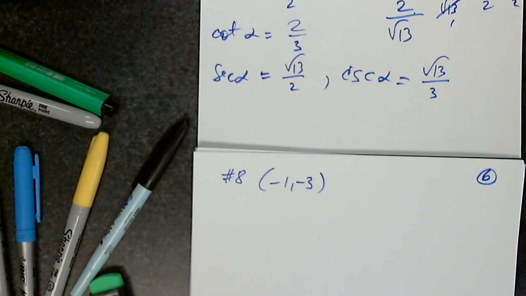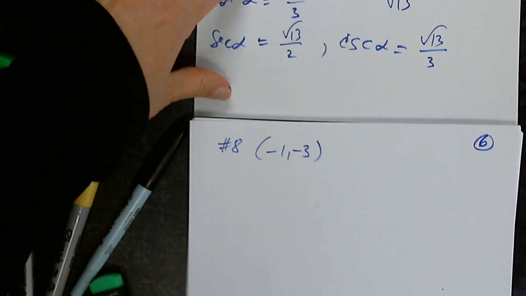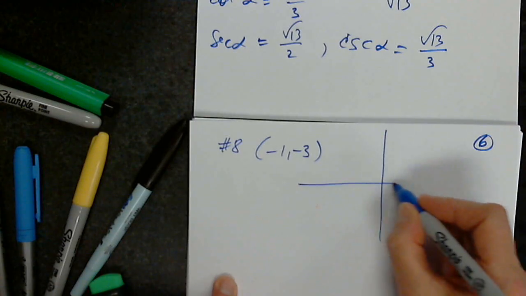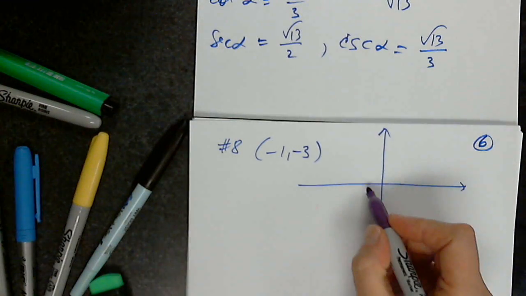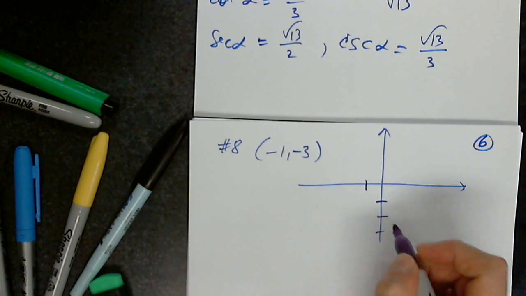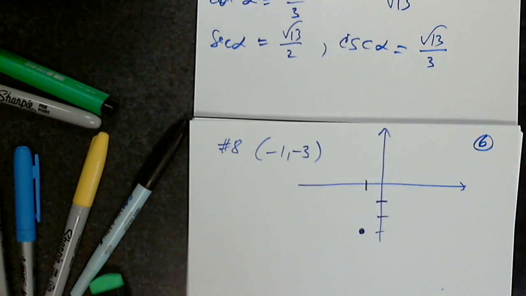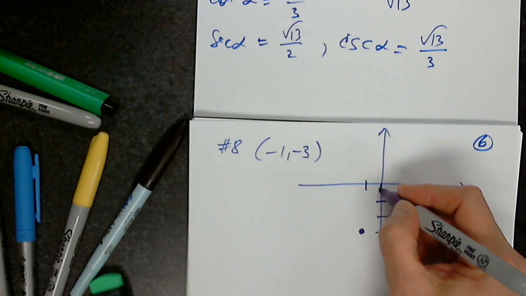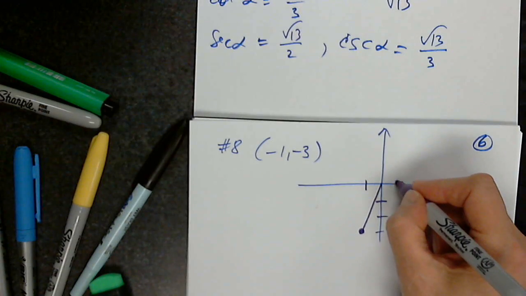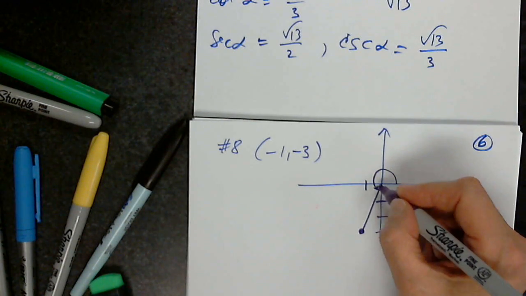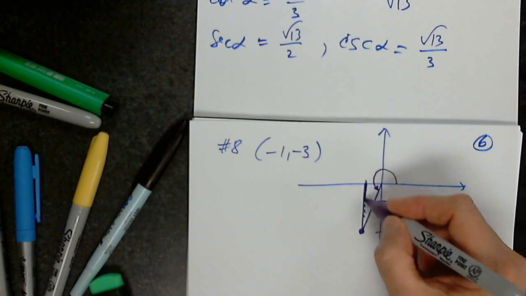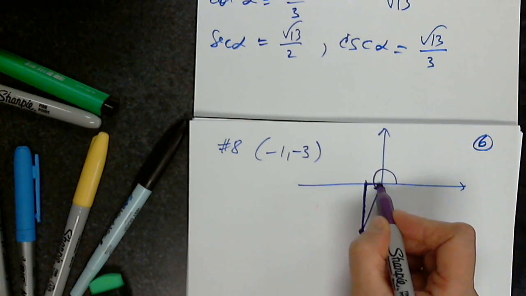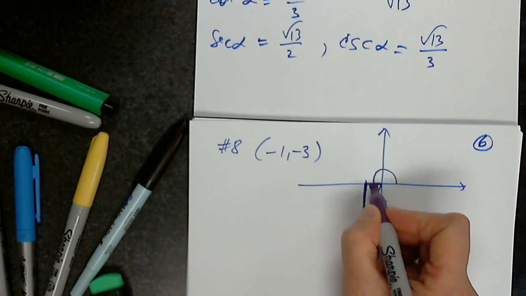-1, -3. I have to picture this. Can you please tell me which quadrant will have -1, -3? Good. So -1, 1, 2, 3. Right here. This is the point. This is the angle, actually. But of course, we are going to look at the reference angle. So this and this. So we're looking at this, in other words.